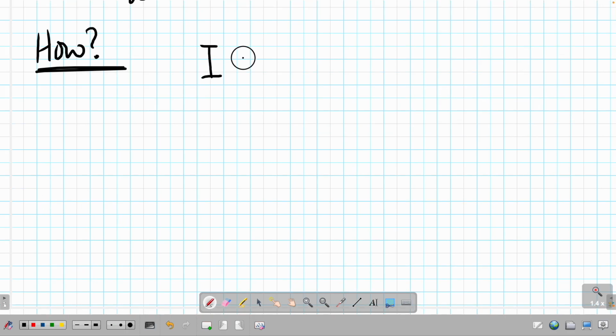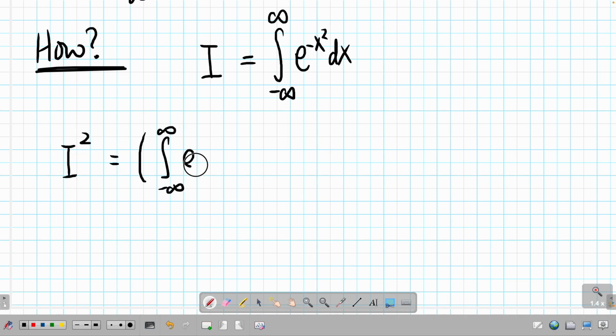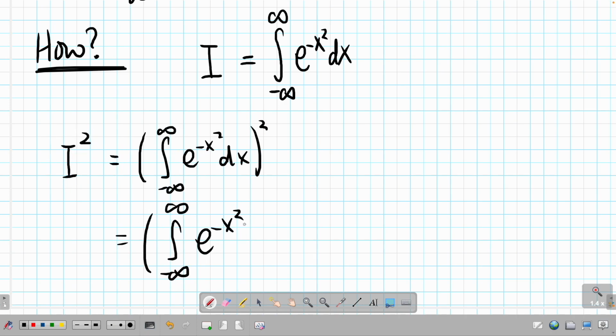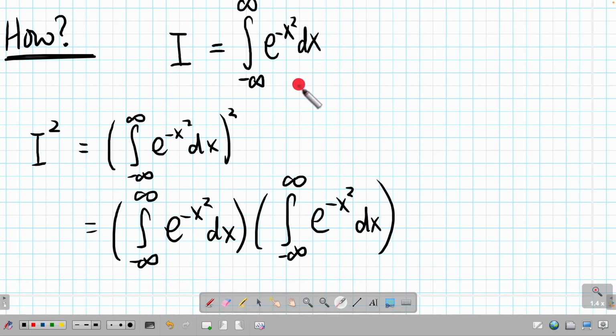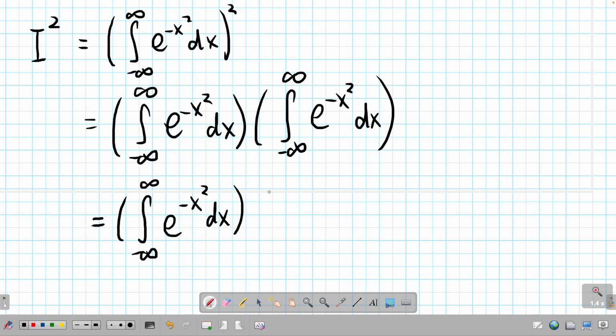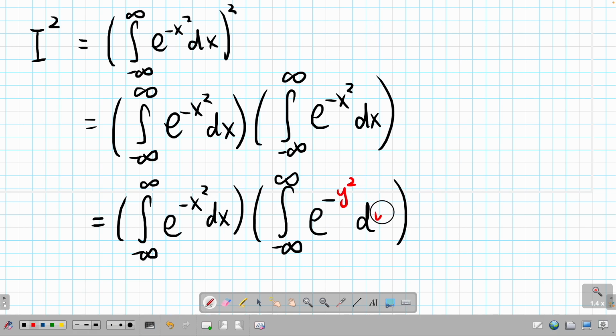I let the integral be I, so I equals the integral from negative infinity of e to the negative x squared dx. Now I consider I squared. What is I squared? The whole thing squared. If I write it down as two brackets, I have this. So I is the integral, and now I consider the square of I, so I have the bracket squared, and I can expand the bracket. Now I'm going to do a magic move. I'm going to rename the second x as y. I can always change the name, right?